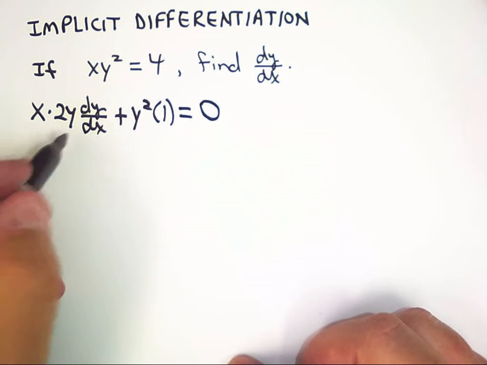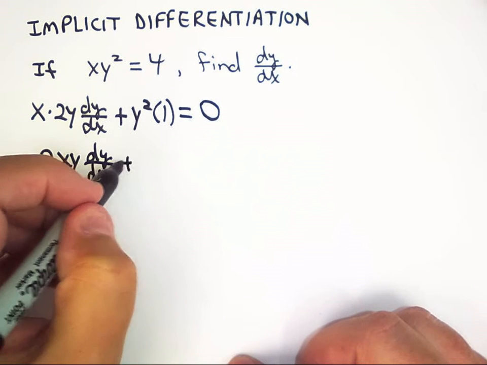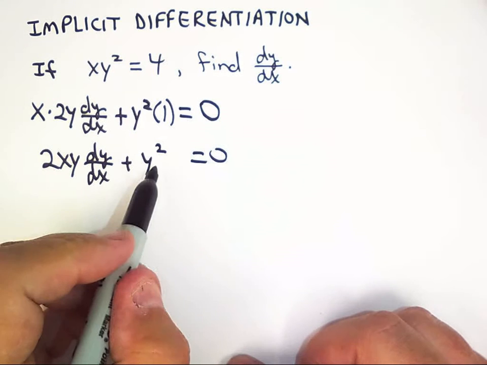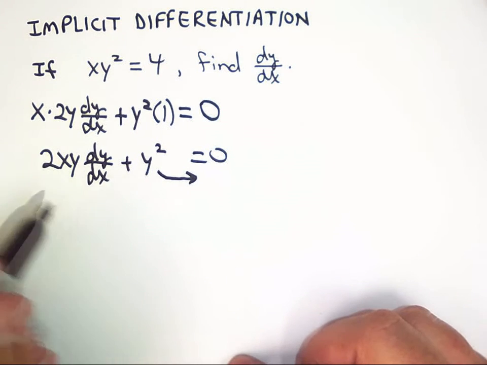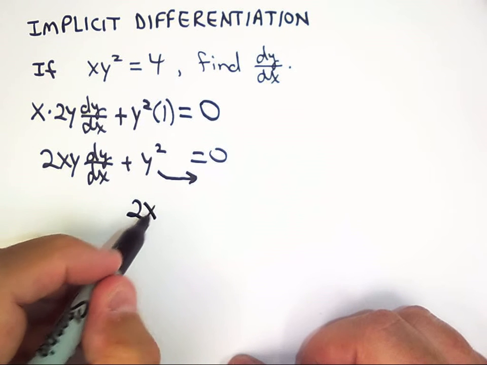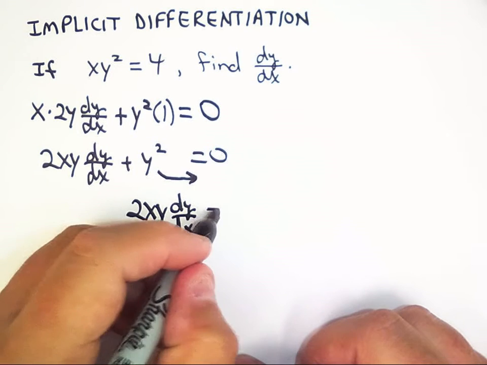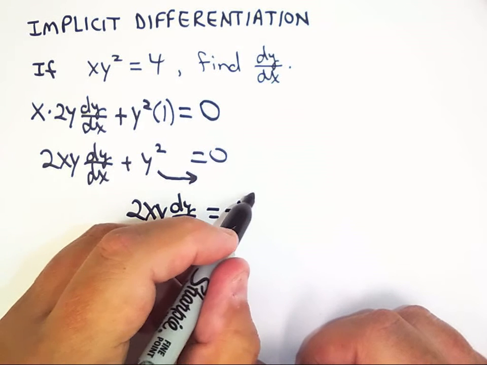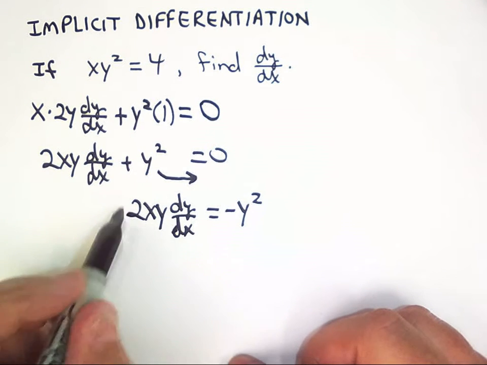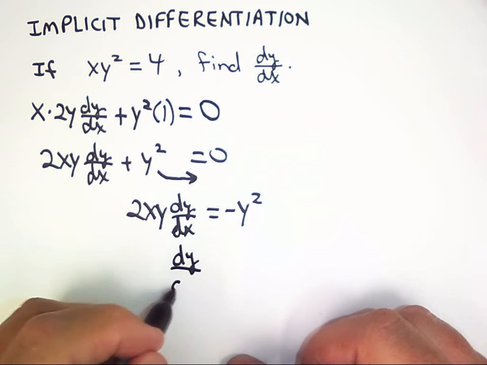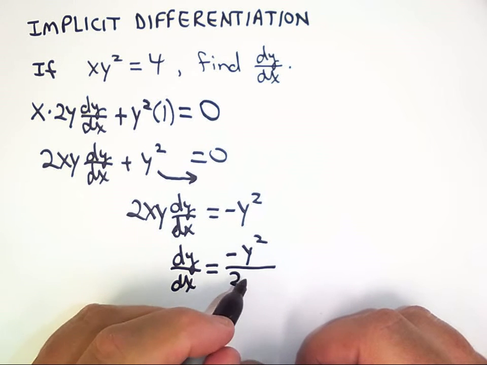So I get, just clean this up a little bit, that's 2xy times dy over dx plus y squared equal to 0. I want to slide the only term that doesn't have a dy over dx to the other side, so I'll subtract a y squared from both sides. And that'll give me 2xy dy over dx is equal to negative y squared. And finally, just divide both sides by 2xy, and I'll have dy over dx is equal to minus y squared over 2xy.